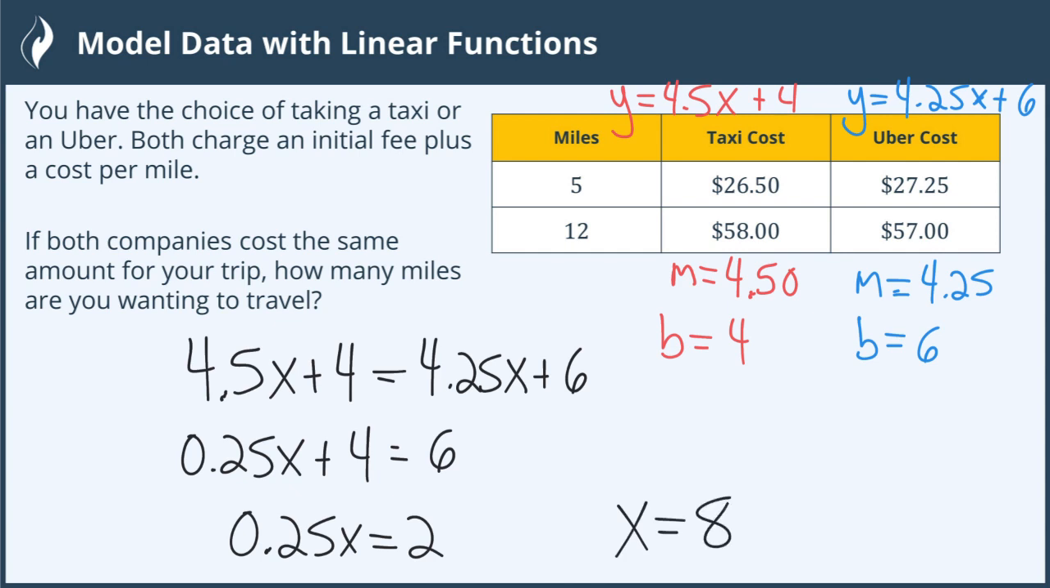Now remember, our input was miles, so we have 8 miles is the distance we're traveling if they cost the same amount. And that is the final answer.